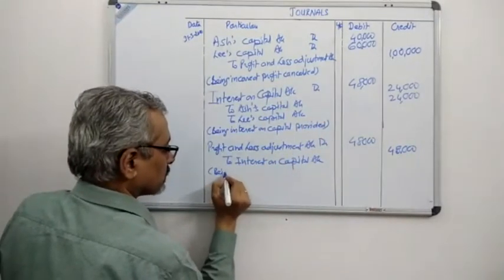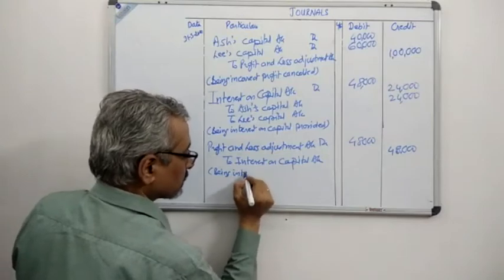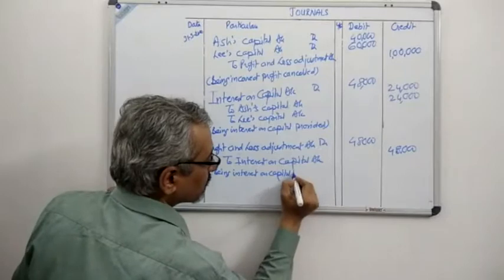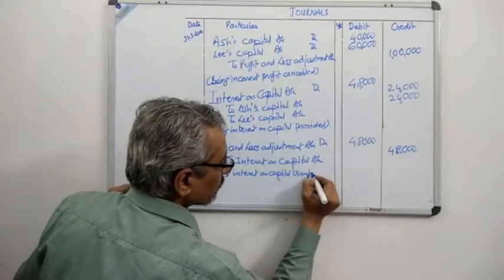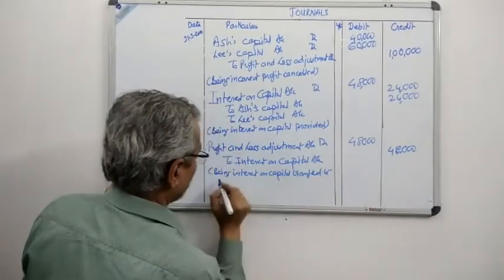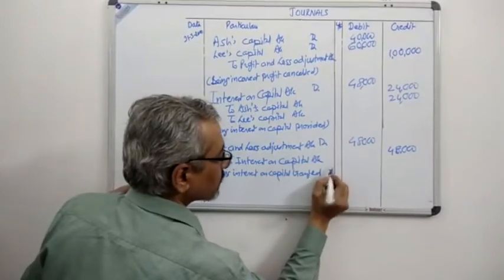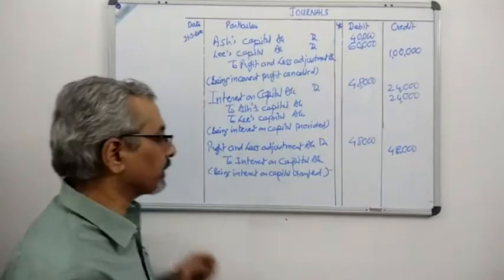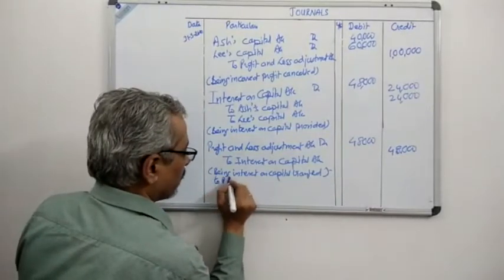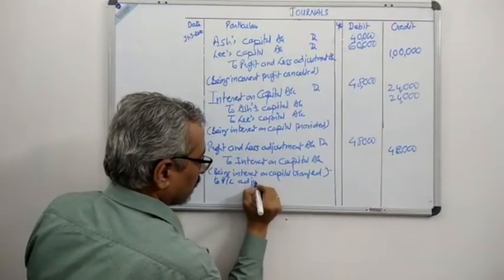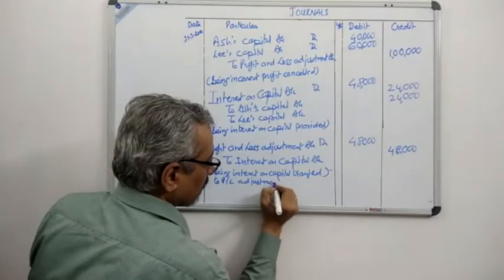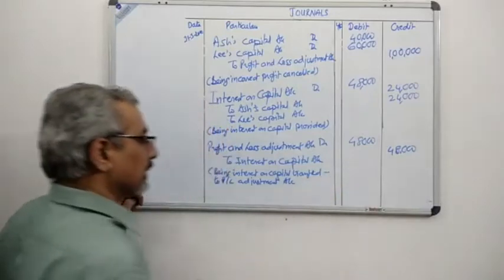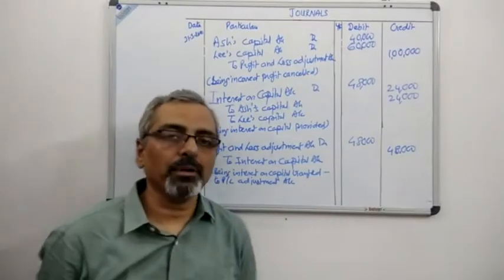So what is the narration? Being interest on capital transferred. Just that much is enough. Interest on capital transferred. Now you can obviously write transfer to profit and loss adjustment account if you please. But if you don't want to write, you can just write being interest on capital transfer.